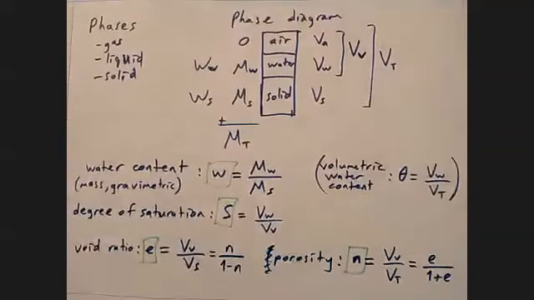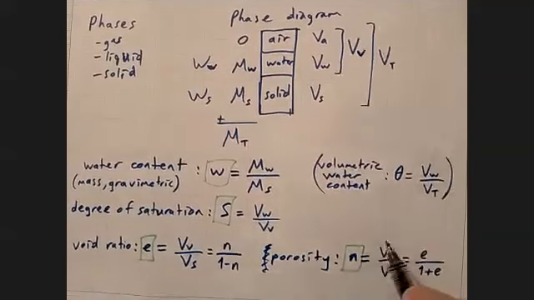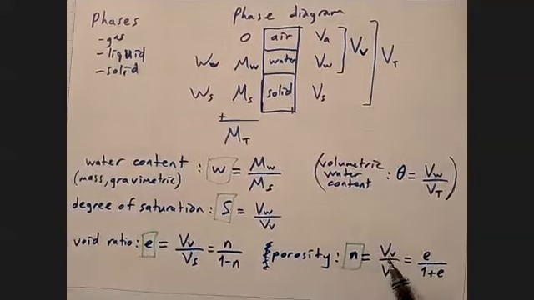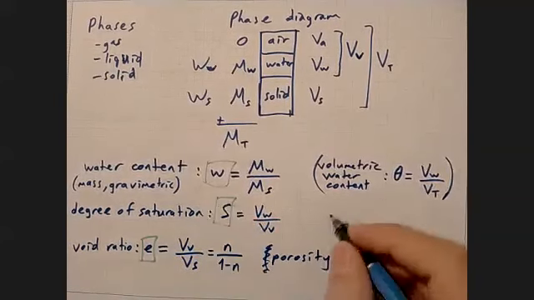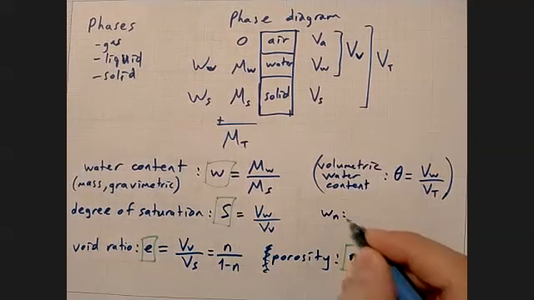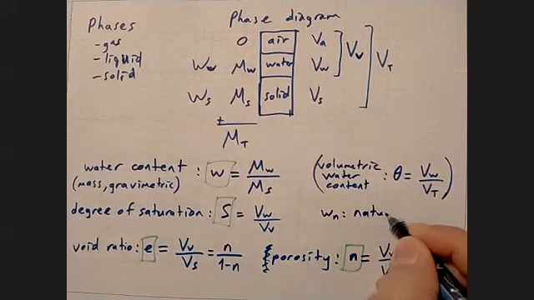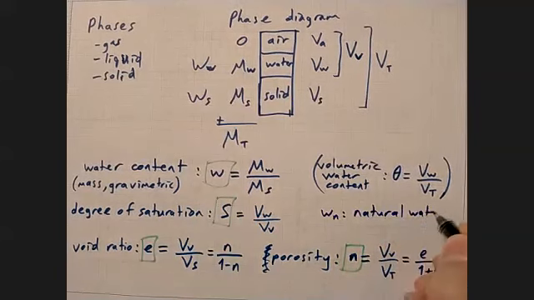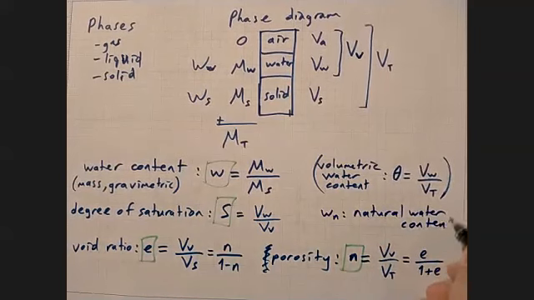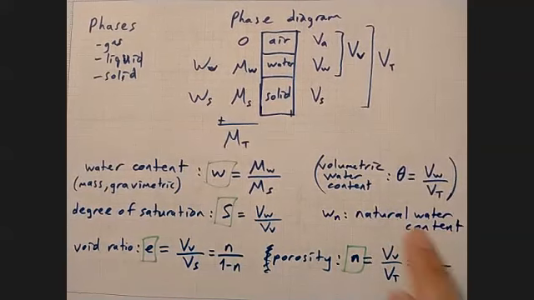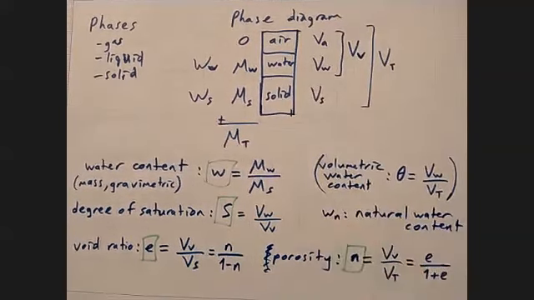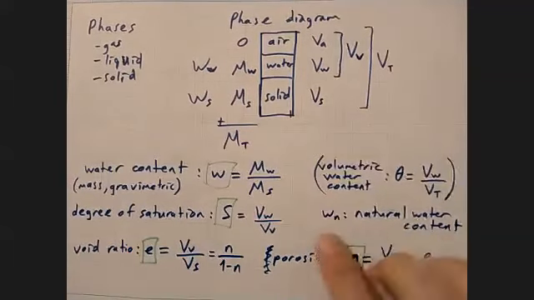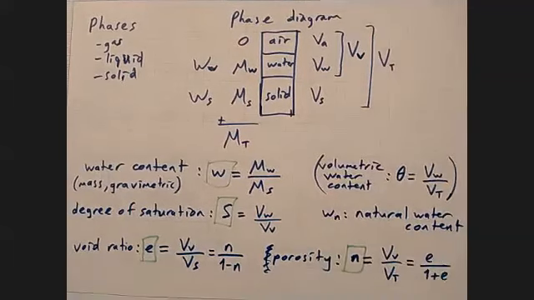Actually, let me put a tiny additional note here. If you use subscript n for water content, it is called the natural water content. So it is the value of the water content in its natural state out in the field. So it's just a very commonly used expression. That's why I need to add that here.